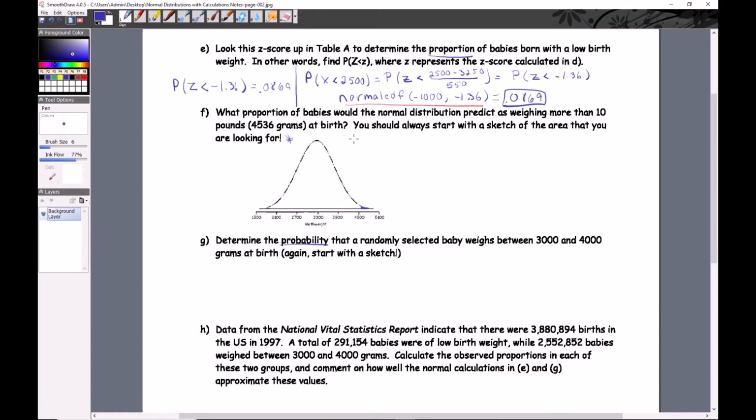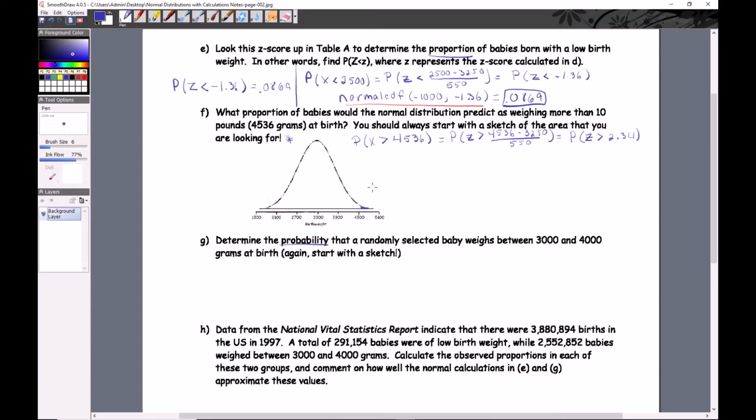So let's go from X to Z to P for this one. This is the probability or the proportion of values where X is greater than 4,536. That is the same as the probability of Z being greater than 4,536 minus 3250 divided by 550. All right, now let's get it down to a single Z value. So now Z will be greater than, and I'll do the work for you, 2.34. That means that this is at more than 2 standard deviations above the mean. That's why it's so tiny.